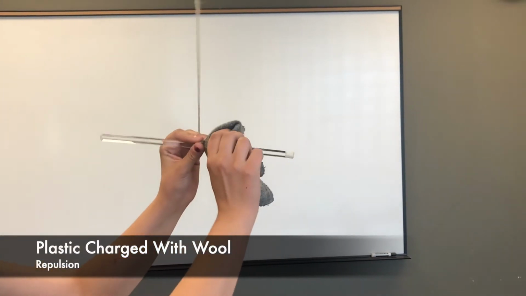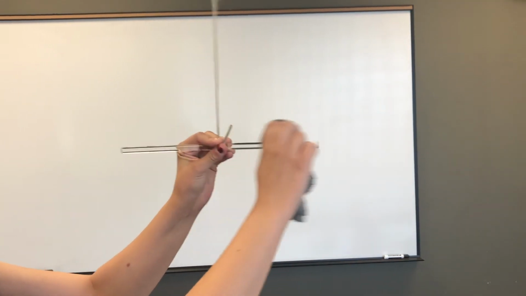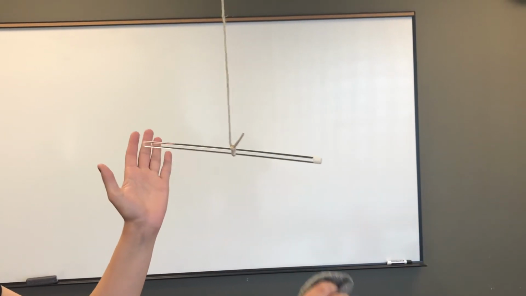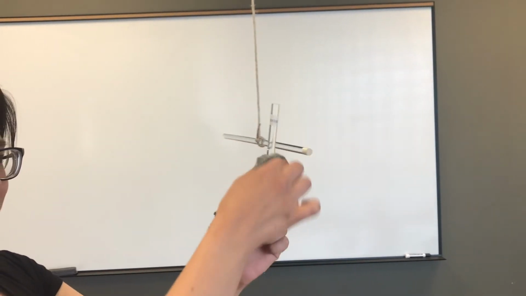In this example, we have a plastic rod that is rubbed with a piece of wool. What happens is that the plastic has a greater affinity for the electrons than the wool does, creating a movement of electrons that leads to a negative charge on the plastic and a positive charge on the wool.